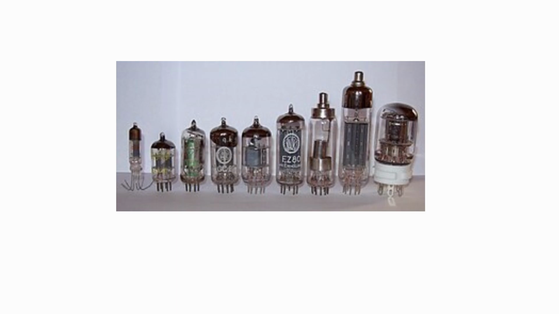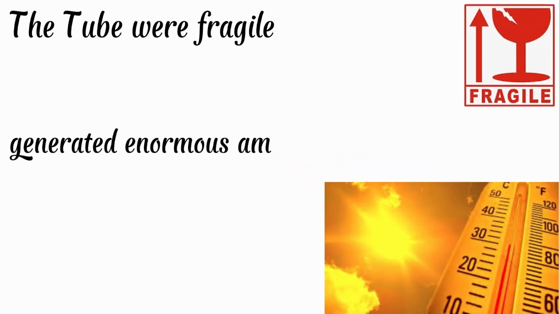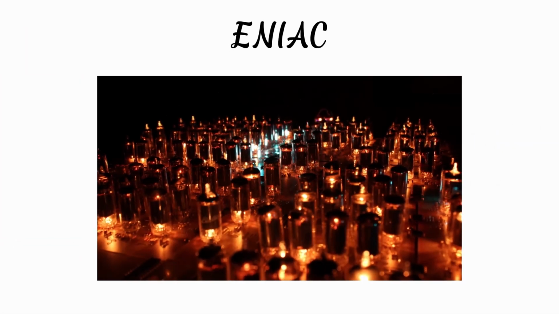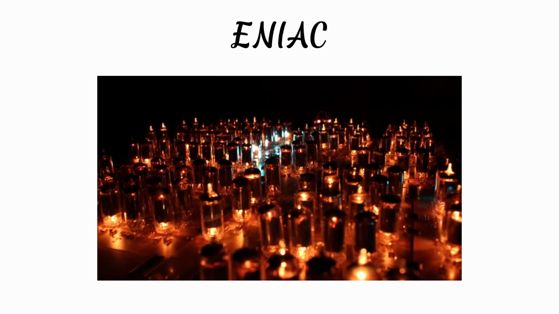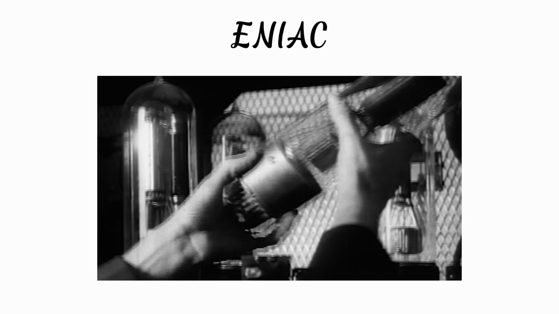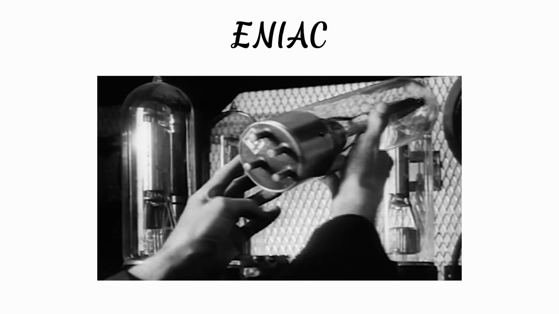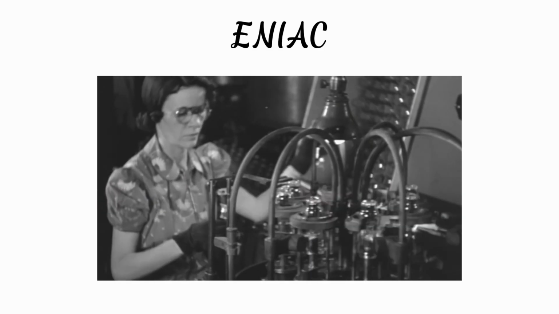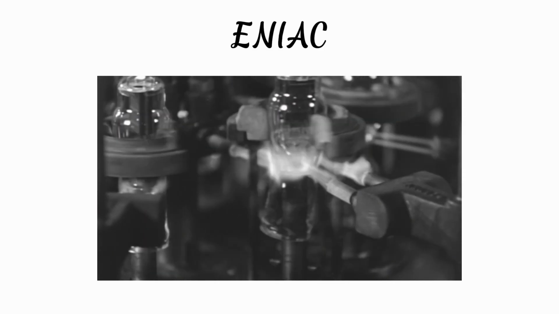Yet the vacuum tube age was not without flaws. The tubes were fragile, generated enormous amounts of heat, and had short lifespans, leading to frequent failures. ENIAC, for instance, occupied an entire room and required constant supervision to replace burned-out components. Electricity consumption was high, operating noise was intense, and programming them was daunting, often requiring manual rewiring.